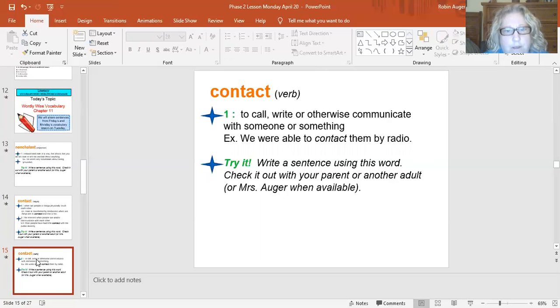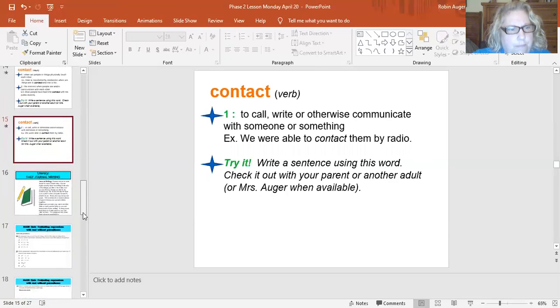Okay, it was difficult to contact them because of the storm. There's another example. Okay, alrighty, so let's get those sentences written for tomorrow and we will share them.